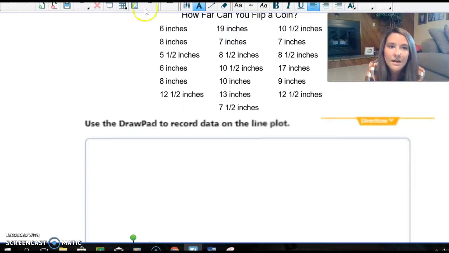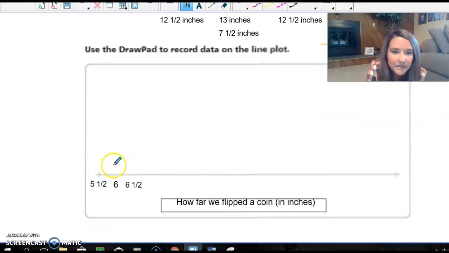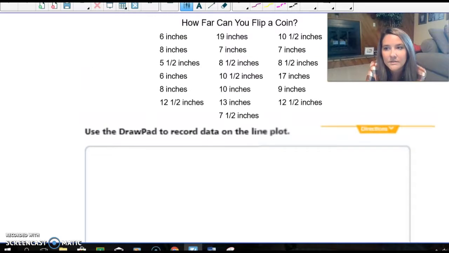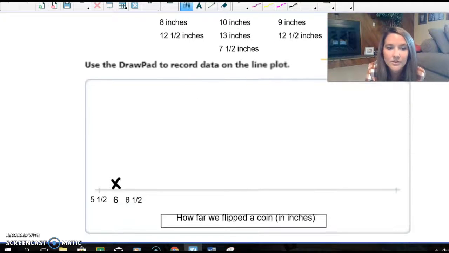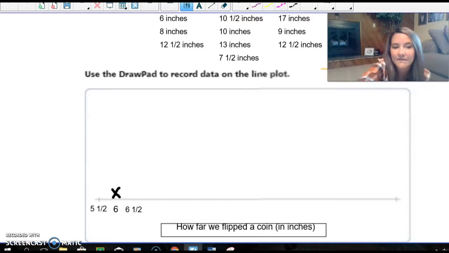And so I am going to do just a few here. So this first one is 6 inches. So I'm going to go down here and I'm going to put an X on 6 inches. And after each measurement, I know you may be looking at a screen, I'm going to put a check that I have added that piece of data, okay? So remember, you're going to put all of your measurements from 5 1/2 inches to 19, counting by halves.